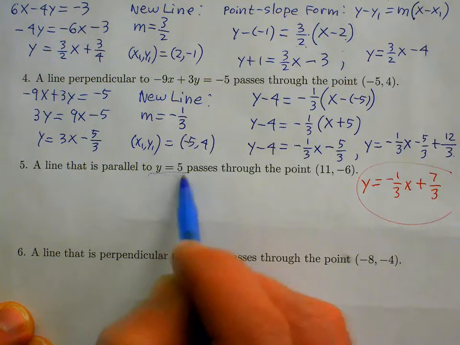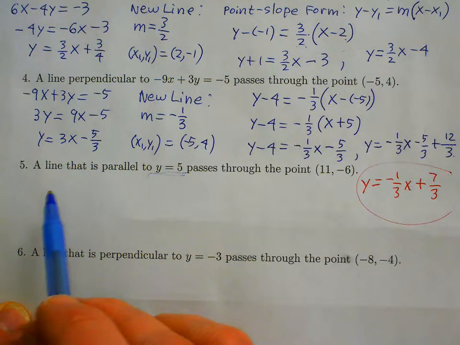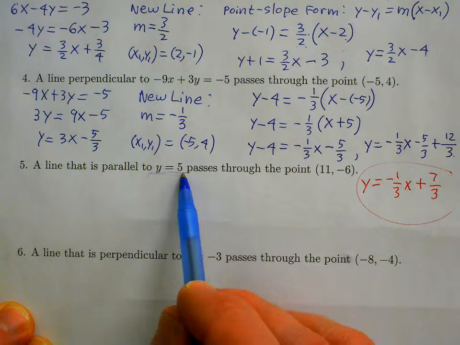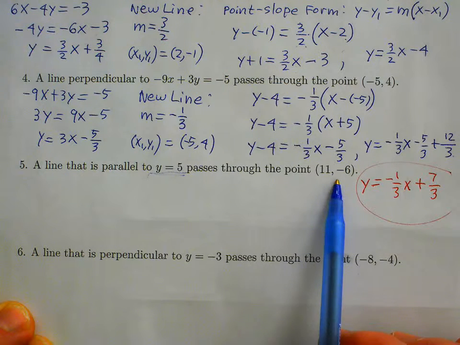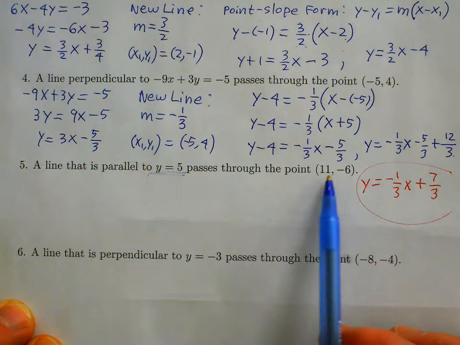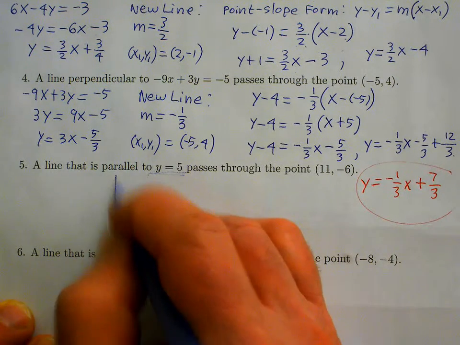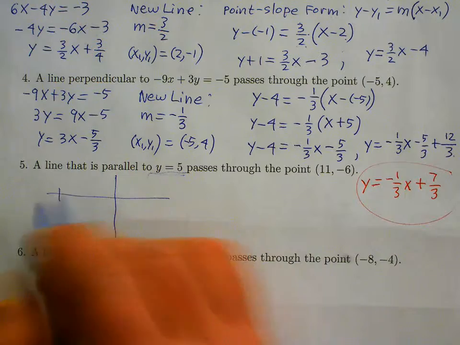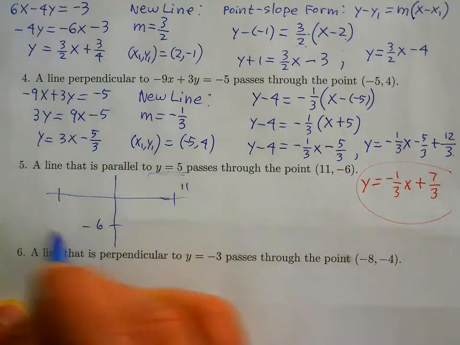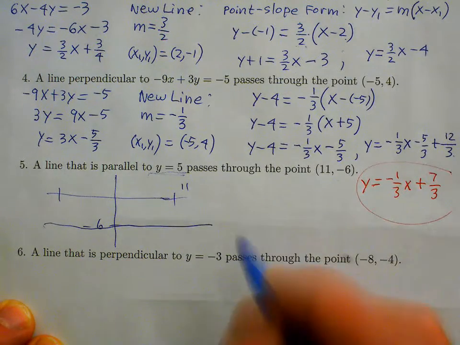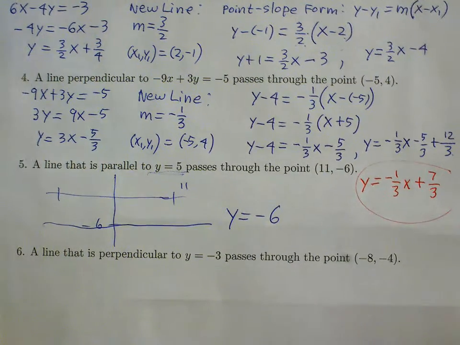Y equals 5 is horizontal. Every point on y equals 5 has the same y coordinate of 5. And so any line that's parallel to a horizontal line is also horizontal. So that parallel line passes through the point 11, negative 6. So just roughly, 11, negative 6 looks something like this. So the equation of that line is y equals negative 6. So that's all there is to that one.